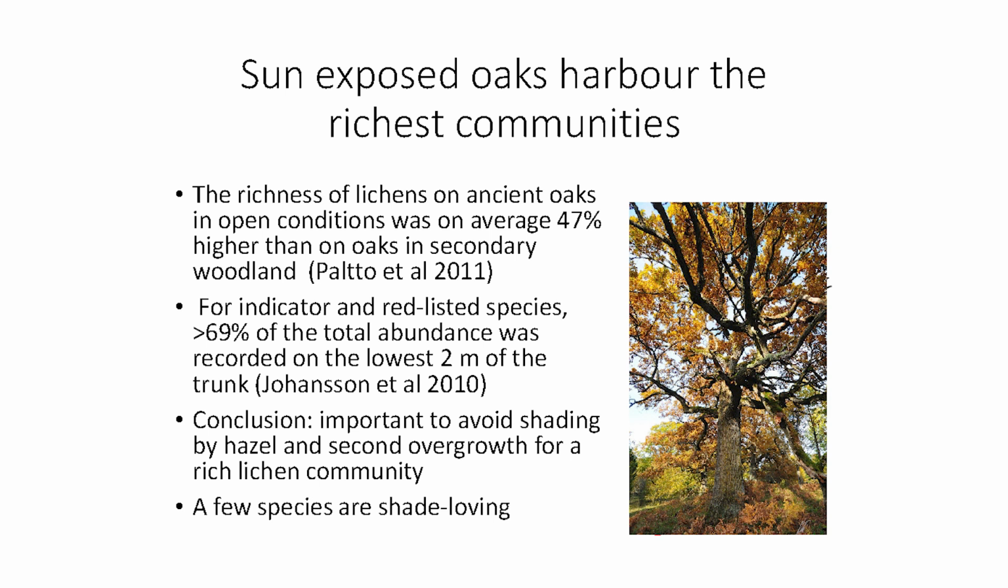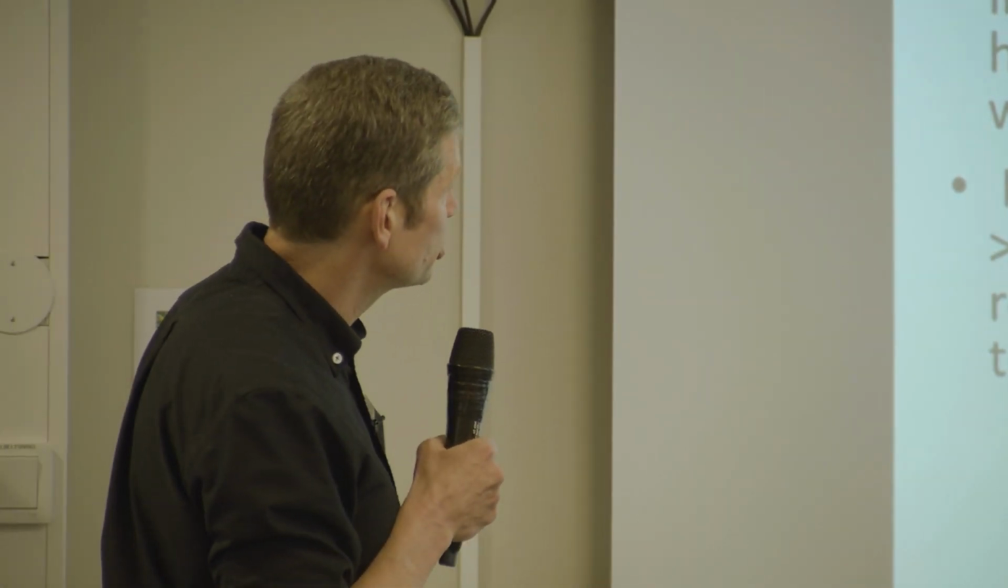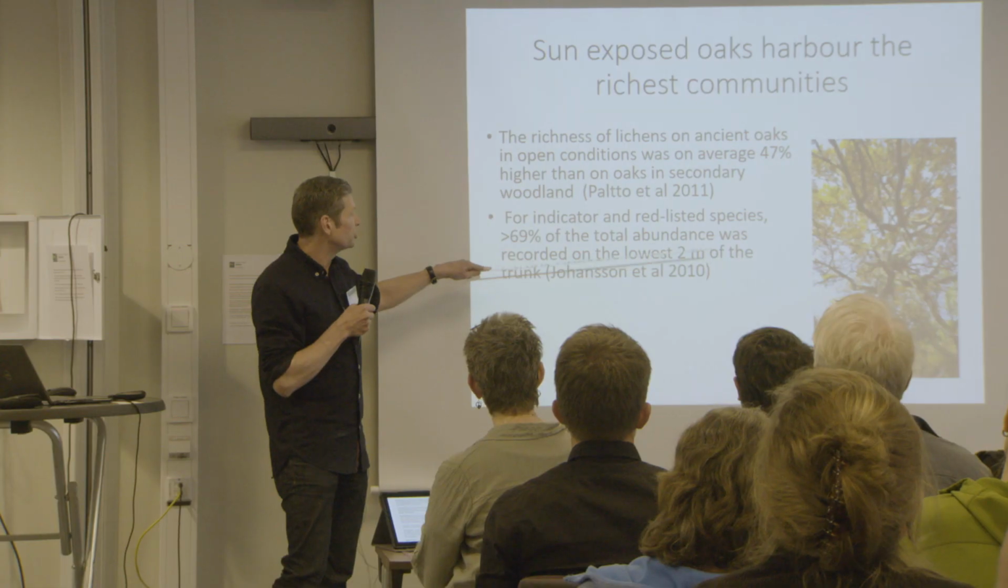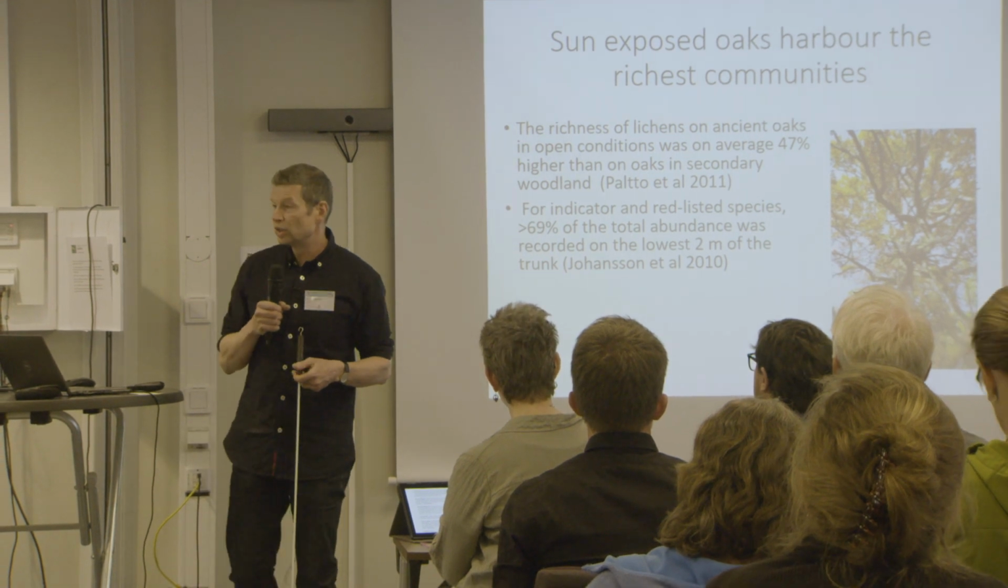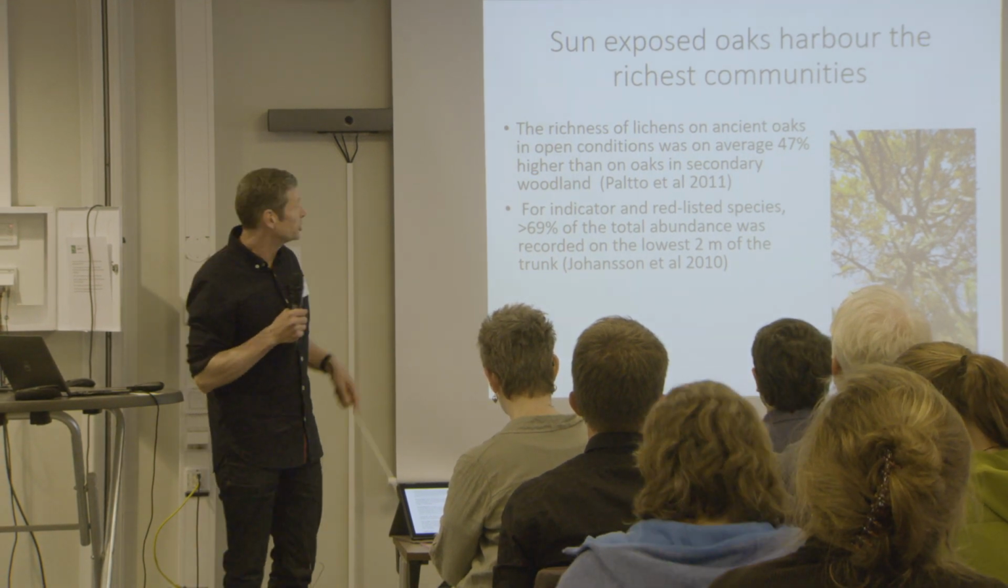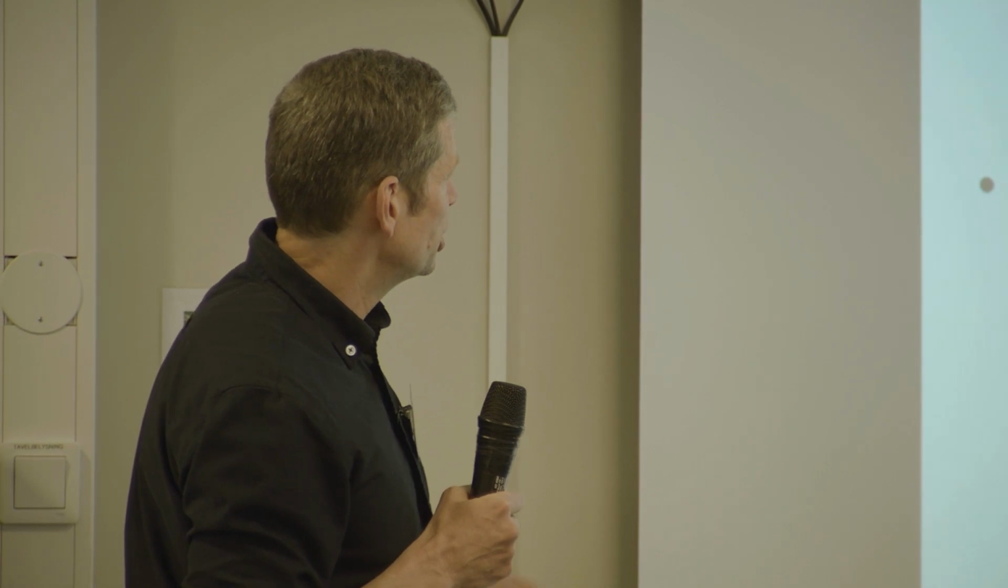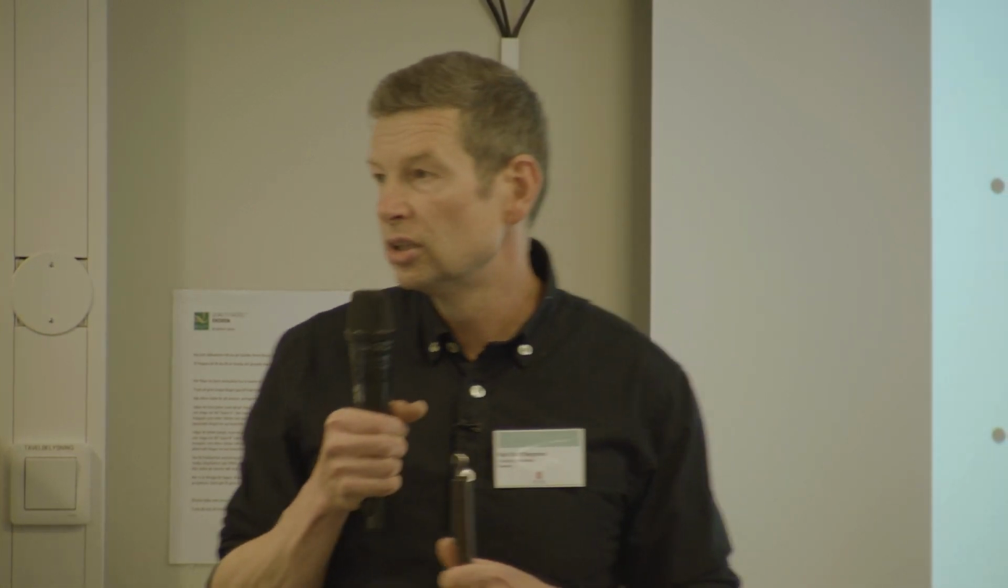Another important thing when it comes to management of individual oaks is that the majority of the oak-dependent species is on the lowest 2 meters of the trunk. More than 69% of the total abundance was in this part of the trunk. And that has, of course, implications. Try to avoid shading by hazel or second growth if you want to keep a rich oak lichen flora.